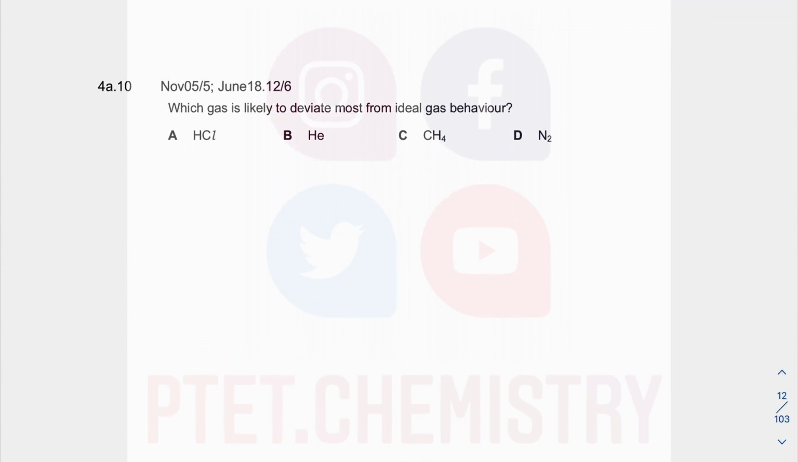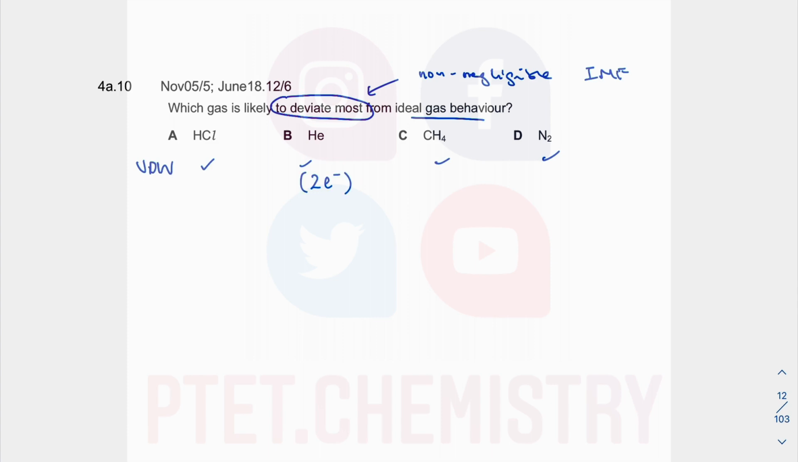Next bit is asking you which gas is likely to deviate most from ideal gas behavior. This is the one where you have non-negligible intermolecular forces, because that's when you will break the assumption the most, right? When you think about van der Waals, all of them will have van der Waals, but this one has the least number of electrons, only 2 electrons. The rest have more electrons, so this is going to be the one which has the weakest van der Waals. In fact, this is going to be the most ideal out of all 4 of them, alright?